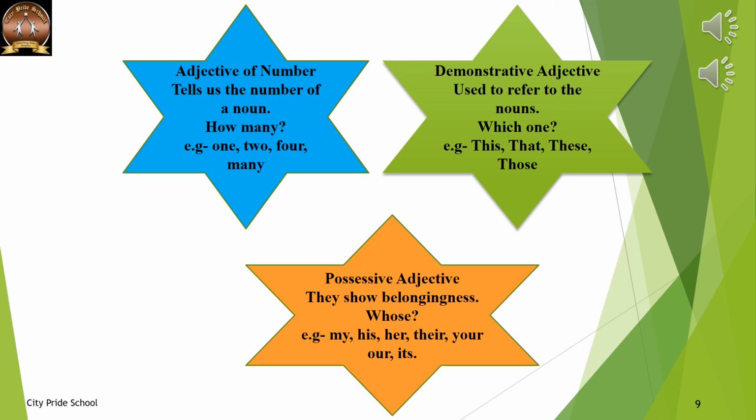Demonstrative adjective. A demonstrative adjective is used to refer to nouns. It points out the nouns and it answers the question which one. Examples: this, that, these, and those. Possessive adjectives. Possessive adjectives show belongingness and they always answer the question whose. Example: my, his, her, their, your, our, and its.